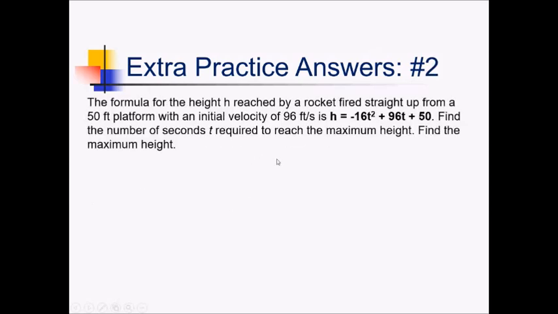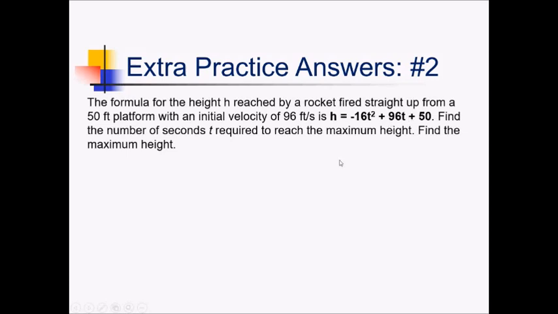For this problem, we have a formula for the height of a rocket, this h function here, and this is a function of time, t. We want to find the number of seconds to reach the max height and what that height is. So if we're trying to maximize a parabola, we need to find the vertex.